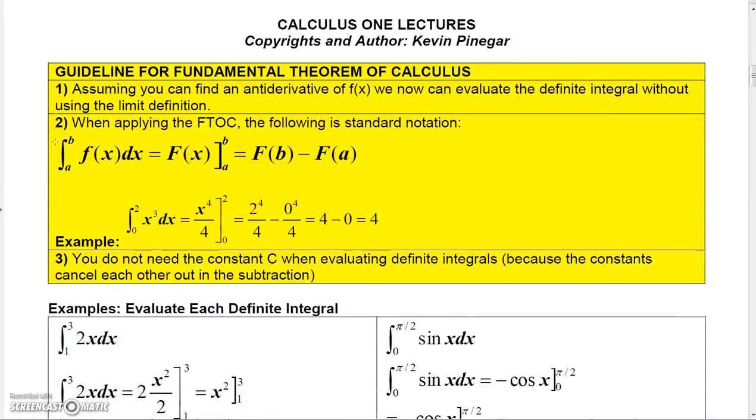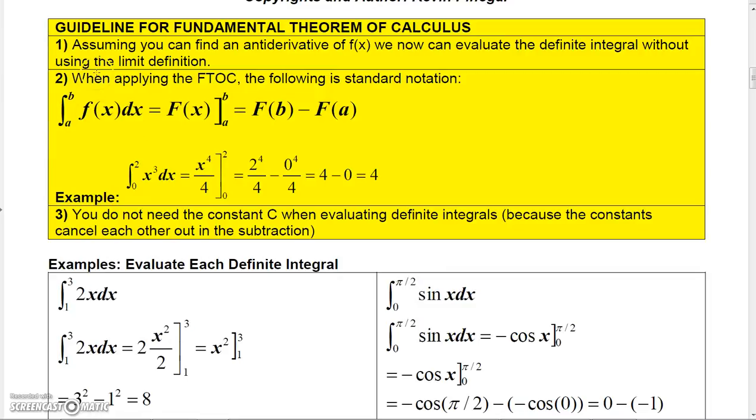Okay, so basically the guidelines for the fundamental theorem of calculus is, first thing I want to say is, assuming that you can find an antiderivative of the function. Now, some functions, we're not going to experience that here, but some functions will not have an antiderivative, and in Cal 2 you might learn how to approximate those functions using sequences and series. Alright, let's look at number 2 here. When applying the fundamental theorem of calculus, this is the standard notation.